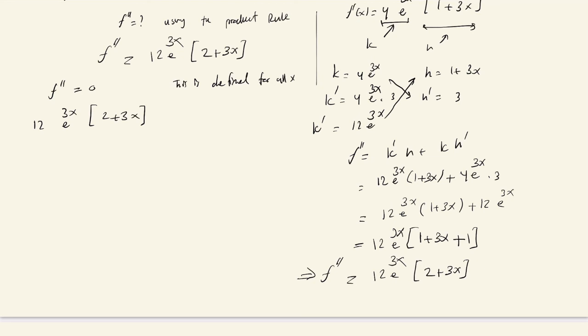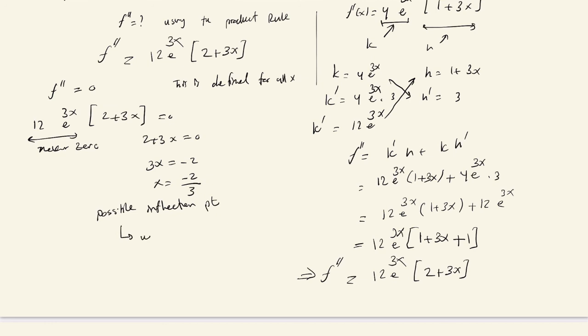So again, the first term, 12e to the 3x, especially e to the 3x, is never 0. We can try 0 for x, or a positive value or a negative value, it's gonna be always positive. So I'm gonna just set the second term to 0, and then x is gonna be equal to minus 2 over 3. And this is a possible inflection point. So how to confirm? We need to do the test.